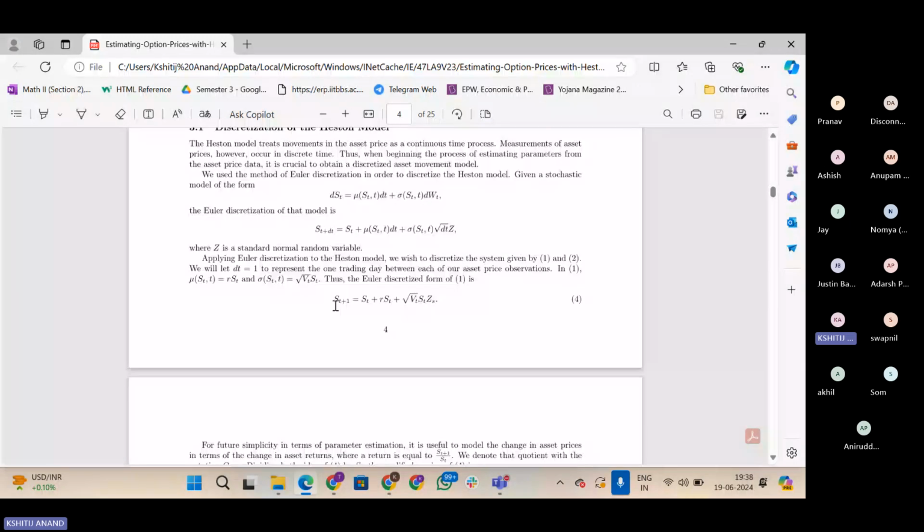So what they have done here is, this is the drift part. So mu is the drift. Whenever you discuss an SDE, a stochastic differential equation, this is the drift part. Here the drift part is taken as r S_t. When you see geometric Brownian motion, I hope you know what geometric Brownian motion is, right?